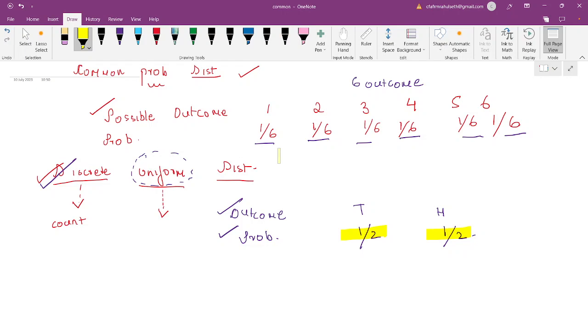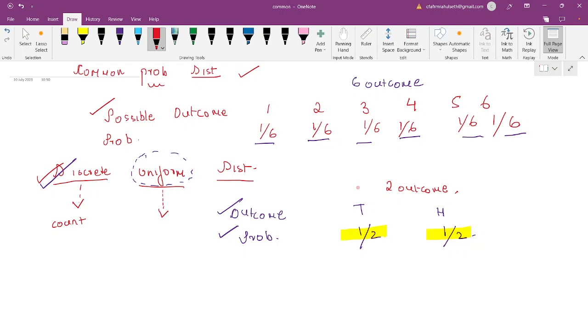So this distribution is also discrete uniform. Why discrete? Because you can count the number of outcomes. There are two outcomes. And why uniform? Because the probability associated with each outcome is the same. Each outcome is equally likely. So this is your discrete uniform distribution. Hope you have got a grasp of it.